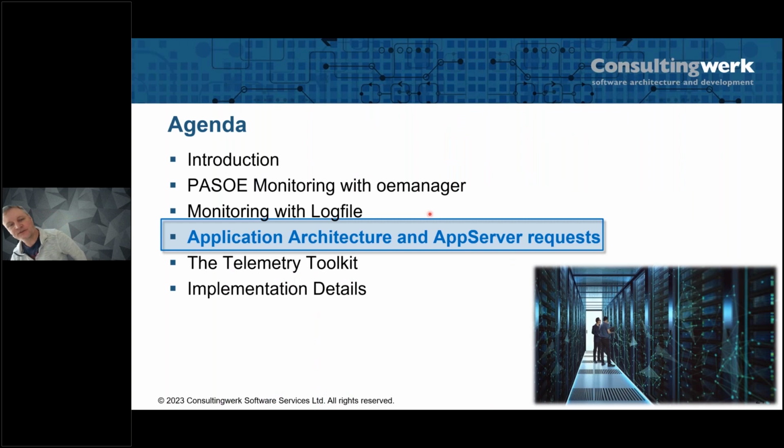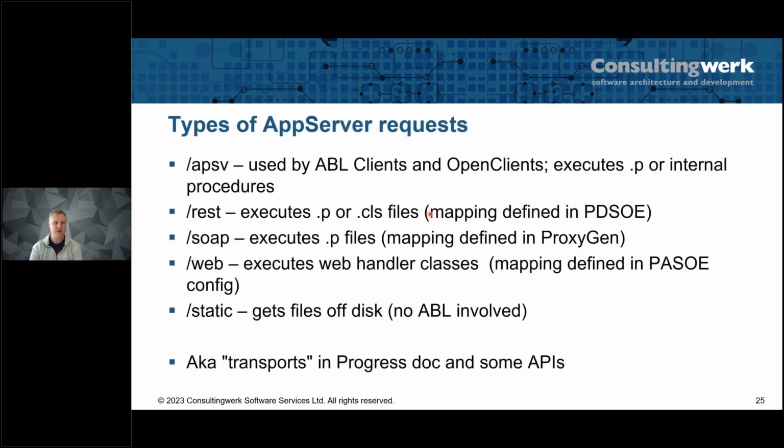Okay, so coming into approaches for figuring out what is slower, or finding a request that is potentially slow. There are a number of kinds of AppServer requests. I've talked a little bit about them: APSV, REST, SOAP, web, and there's one called static. Progress documentation calls these transports, and some of the APIs call them transports. So if you get some data about a transport, you can get metrics on individual transports.